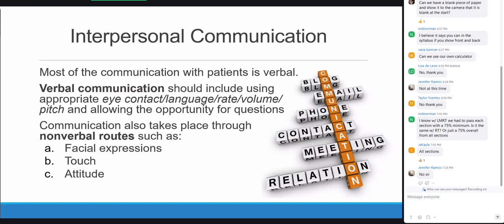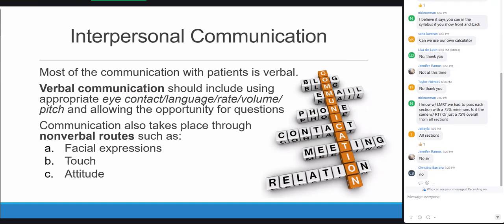All right, moving through here. Interpersonal communication. Most of our communication with our patients is going to be verbal, right? This includes using the appropriate eye contact, speaking correct language for that patient, the speed at which you speak, the volume and pitch that you use while speaking, and also allowing room for the patient to ask questions. Nonverbal routes include your facial expressions, touch, and just overall general attitude while interacting with the patient.